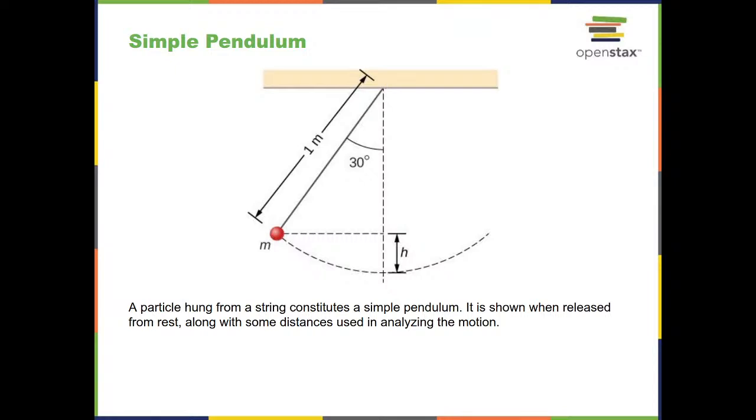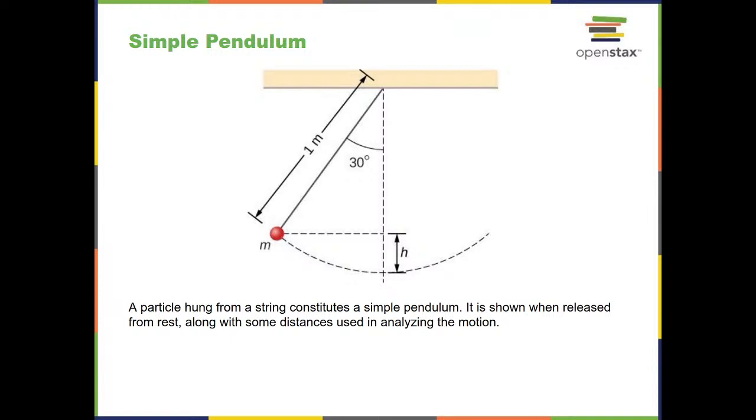So let's say we have a string that has a length L, the 1 meter here, and the mass is M, and we're letting this mass go from rest at an angle of 30 degrees. The question is now, what is the speed of this mass going to be as it crosses through 0 degrees? What's the speed at the lowest point?